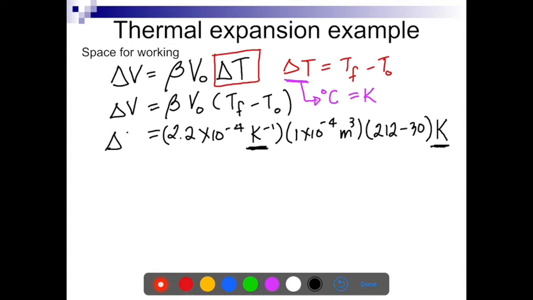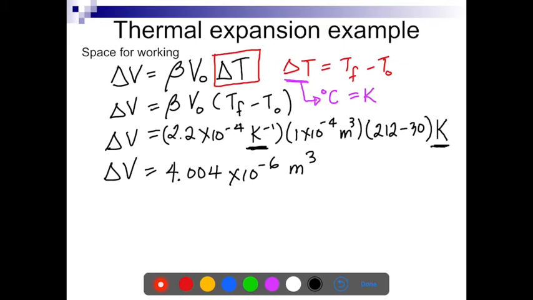Okay, so if we plug in these numbers in a calculator, we can find the value for the change in volume as 4.004 times 10 to the minus 6 cubic meters. I will not round the answer at this point, and I'll just do the rounding at the end.